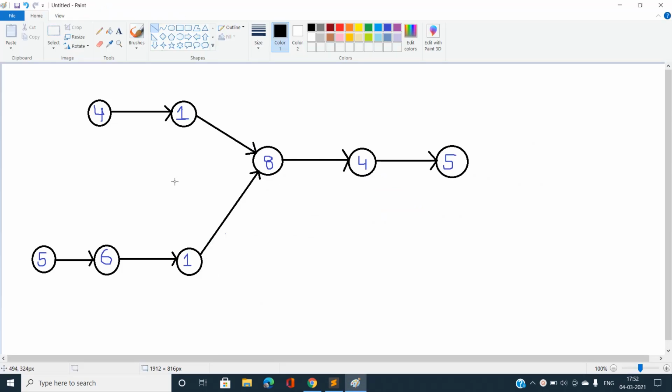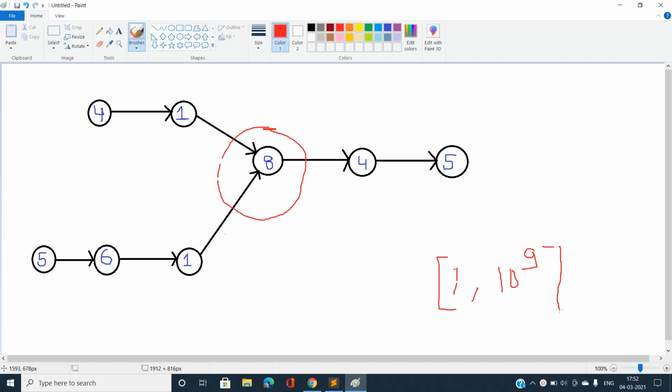Suppose we have been given two linked lists represented by 4, 1, 8, 4, 5 and another linked list 5, 6, 1 and then again 8, 4, 5. So this is the intersection point, that is, you can see I am going to highlight this. Okay, let's choose some specific color. So this is our intersection point, that is 8. How are we going to find this? Note that our node values lie between 1 and 10^9. So can we take advantage of this? Yes, we can.